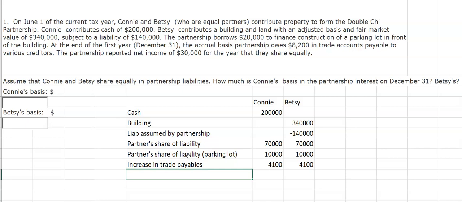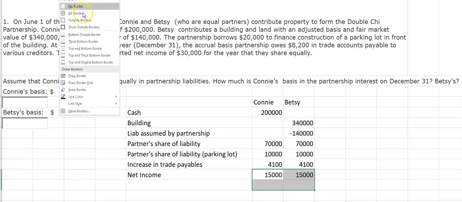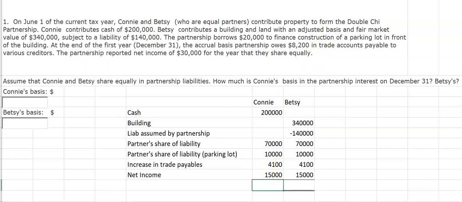The partnership reported net income of $30,000 for the year that they share equally. Any kind of net income will increase the basis. So net income. Connie's proportionate share of net income would be $15,000, and that would be an increase. And Betsy's would also be $15,000. So we'll sum this up and see what we get. Connie has $299,100, as does Betsy. Let me know if you have any questions.